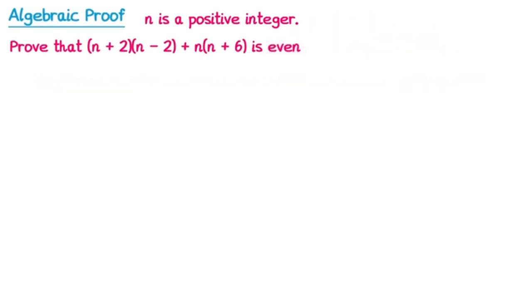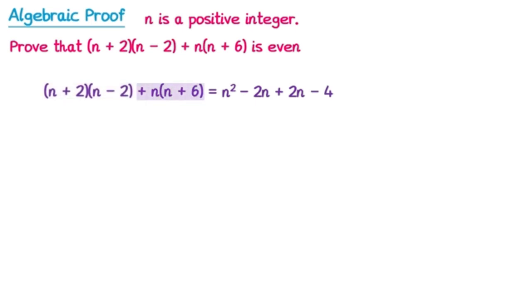So let's take this expression, and we're going to show that it's a multiple of 2. So we'll start by expanding these brackets here. n times n is n squared. n times negative 2, negative 2n. 2 times n is 2n. And 2 times negative 2 is negative 4. Then for this bracket, we have n times n, which is n squared, and n times 6, which is 6n. Then if we do some simplifying, we have n squared plus n squared, which is 2n squared.